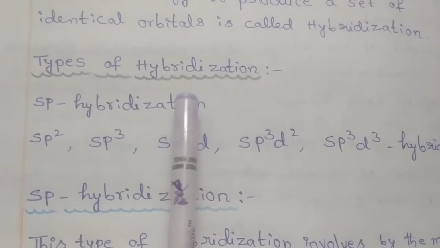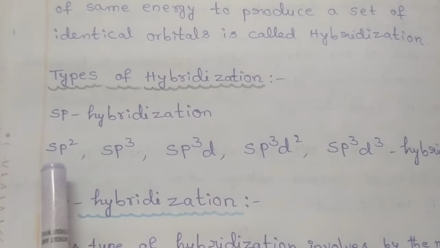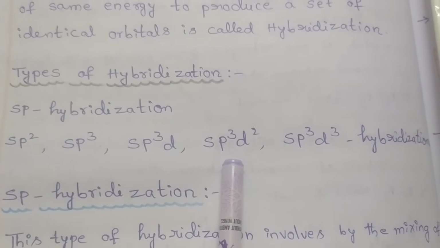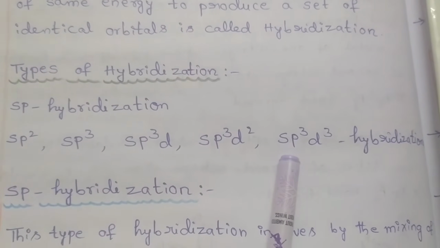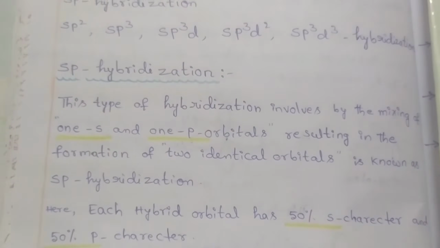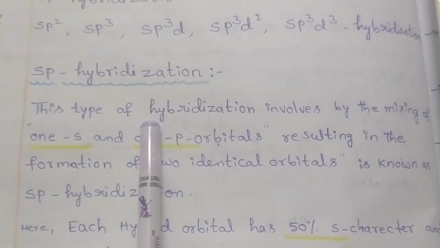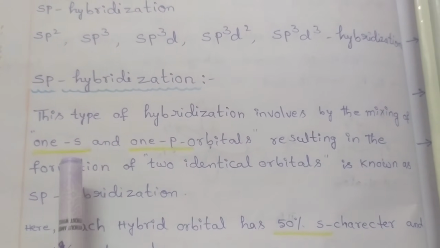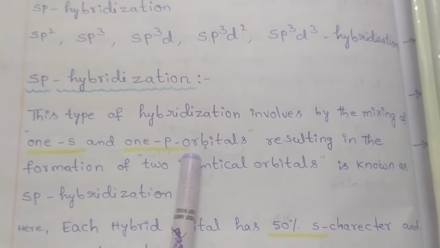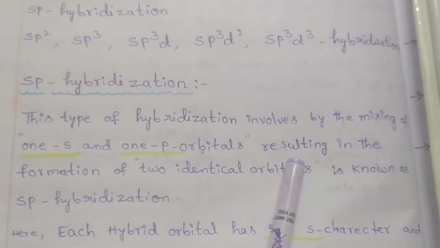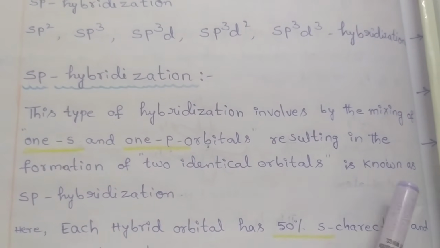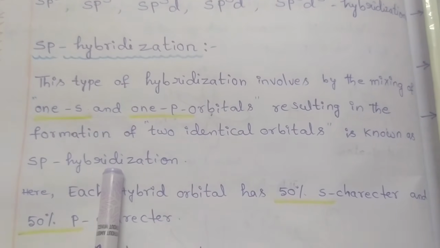Types of hybridization. They are sp, sp2, sp3, sp3d, sp3d2, sp3d3 hybridizations. Now we discuss one by one here. sp hybridization. Definition. This is a type of hybridization involving mixing of one s orbital and one p orbital, resulting in the formation of two new identical orbitals, is known as sp hybridization.